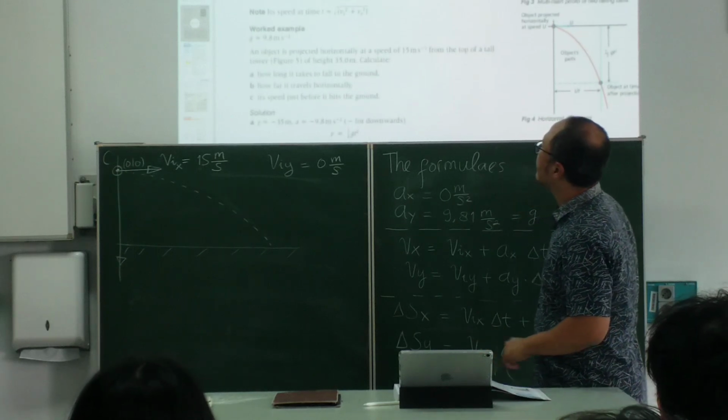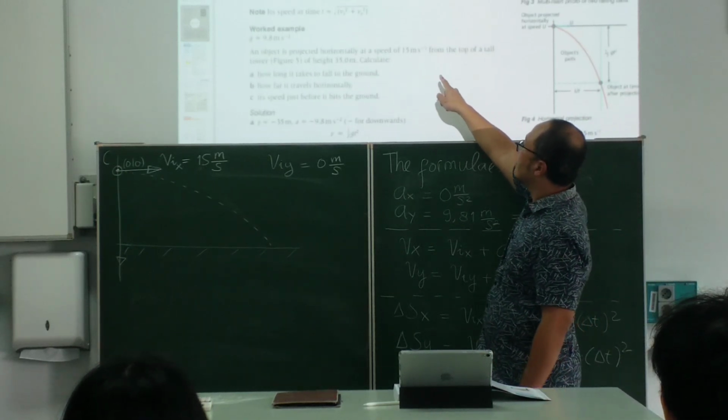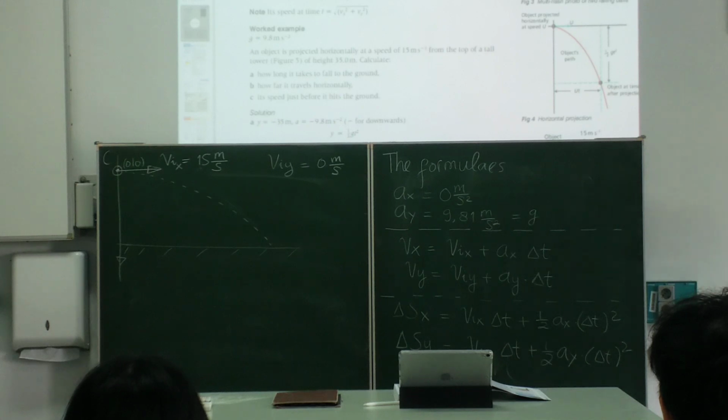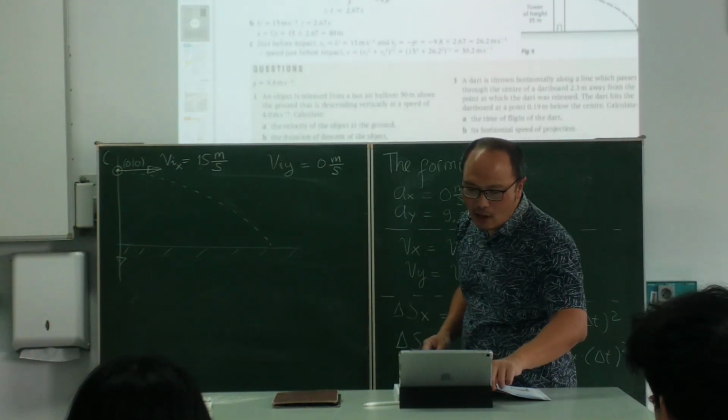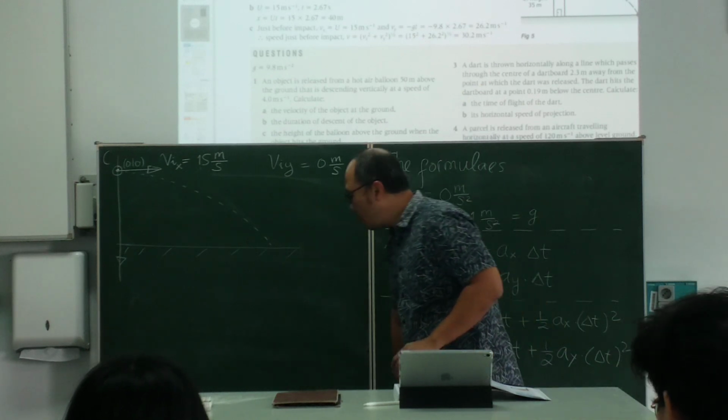An object is projected horizontally at a speed of 15 meters per second from the top of a tall tower of height 35 meters. Calculate how long it takes to fall to the ground, how far it travels horizontally, and its speed just before it hits the ground. So we are going to do the examples here. First, how long does it take to fall to the ground?